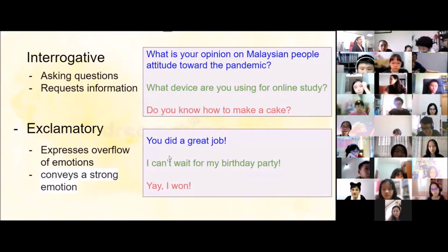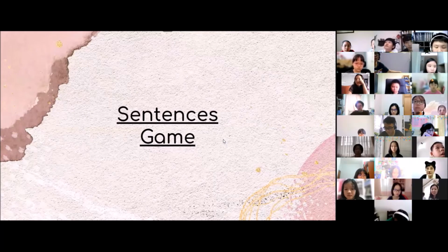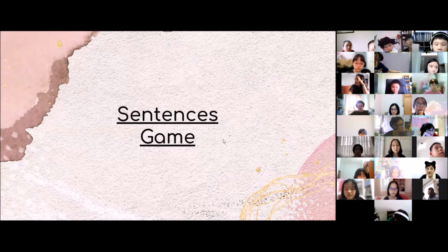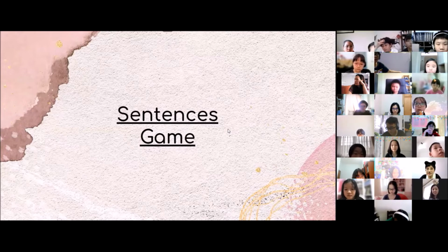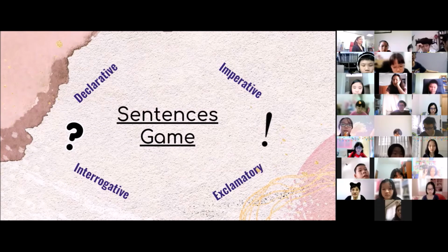And next, we will be playing a game, and it's called the Sentences Game. So, Shawan, could you explain the game to the audience? Okay. So now we'll have a game show for you all, based on the 4 types of sentence, which are declarative, imperative, interrogative, and exclamatory. I hope that you all have been paying attention to our talk just now. If not, you will not be able to play this game.